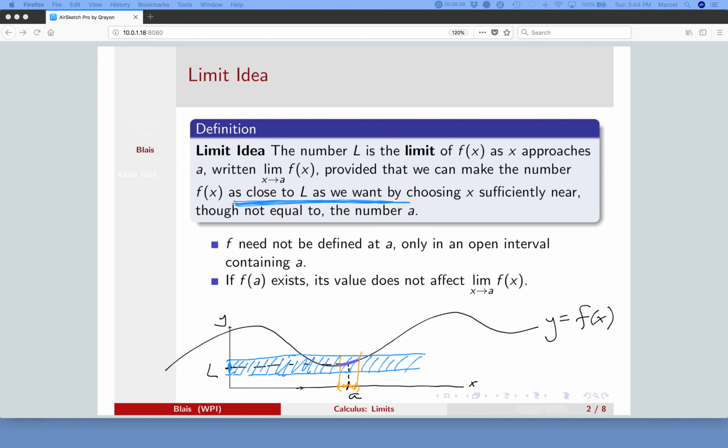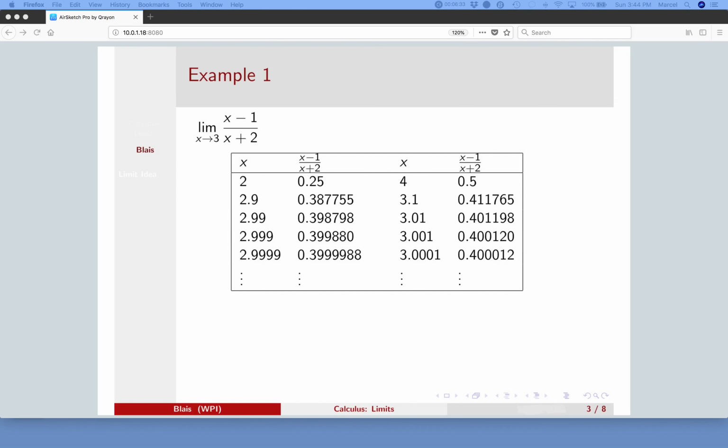Okay, there's the idea. Let's explore an example numerically, and let's think about this function here. The limit as x goes to 3 of (x minus 1) over (x plus 2). And as we approach 3, let's just think about approaching 3 from both directions. So if this is our number line, and here's 3, and we're going to come in from the left, well, we can start off saying, well, what if we're at 2? If we plug 2 into the function here, we get 1/4.